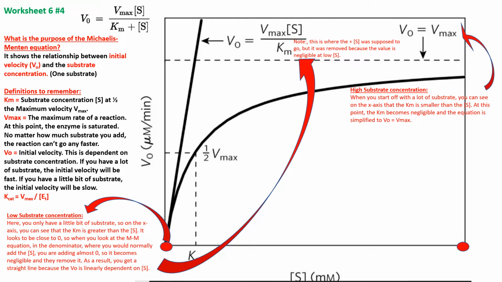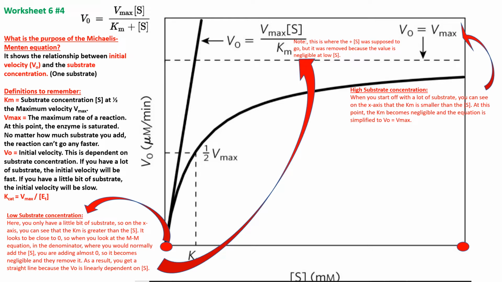V naught is the initial velocity. This is dependent on substrate concentration. If you have a lot of substrate, the initial velocity will be fast. If you have a little bit of substrate, the initial velocity will be slow. Kcat is equal to Vmax divided by the enzyme total concentration. That's what that E with a little t means. Total enzyme concentration. So this is just something to know.